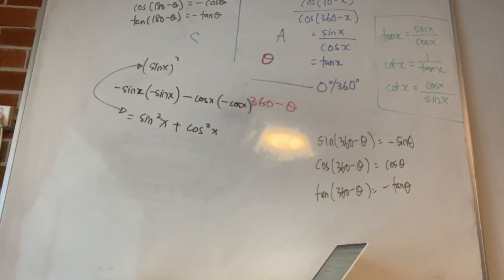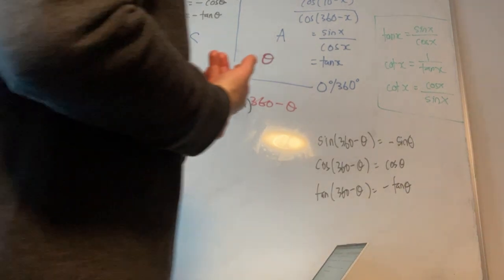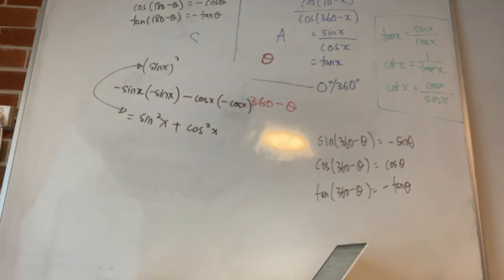This will be a plus because negative times negative? Yes. Okay. Then we go to the last one, which is question G. Cos 180 minus x. Is that a positive or negative for cos 180 minus x? Negative, because it's at the S. S means cos is going to be negative.